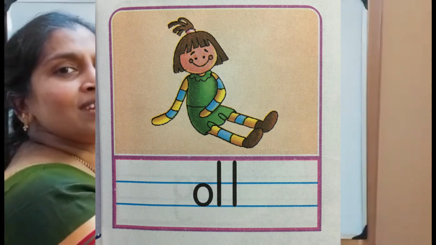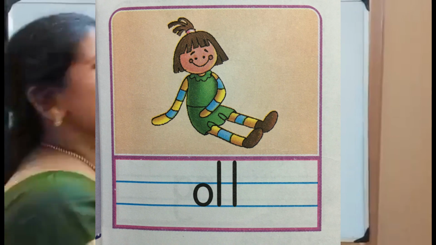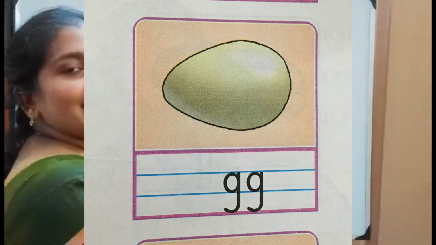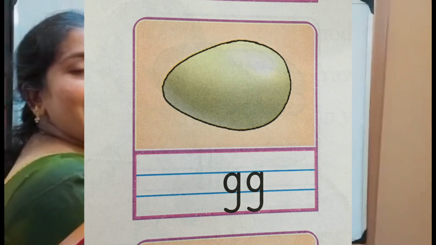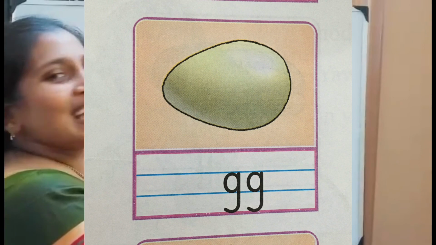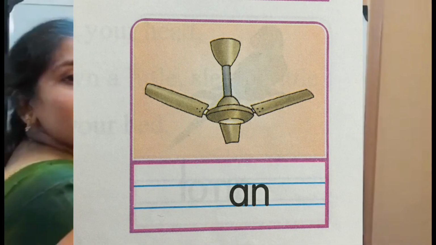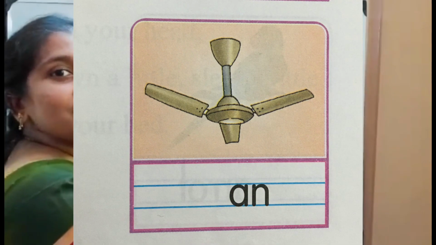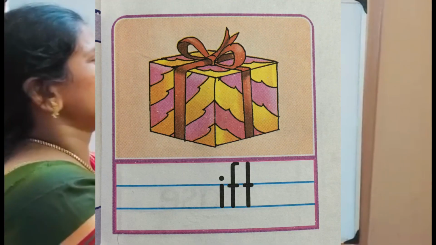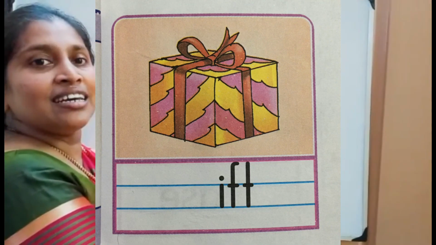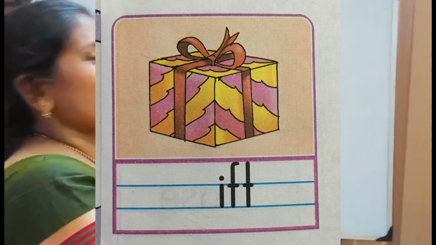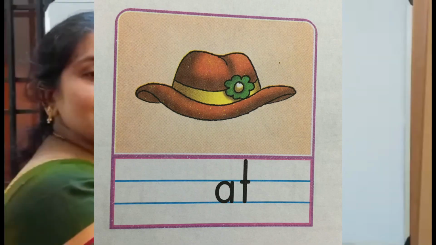Doll. What will come here? D. Very good. You're correct. Next, egg. Egg. E. Very good. Write E here. Fan. F. Right here. Gift. Gift. Write G here. Next, hat.